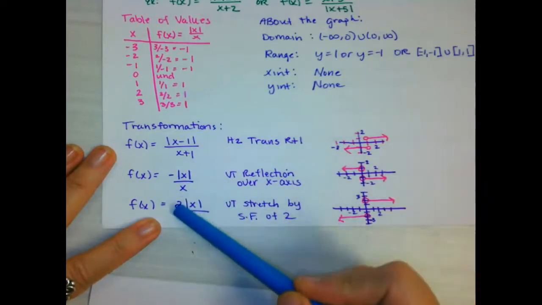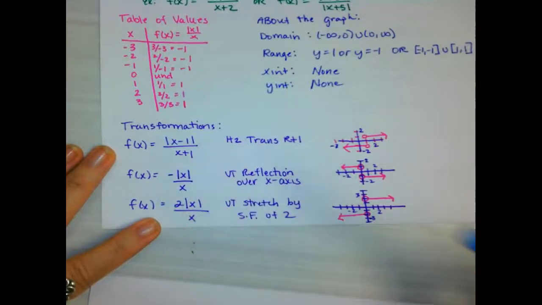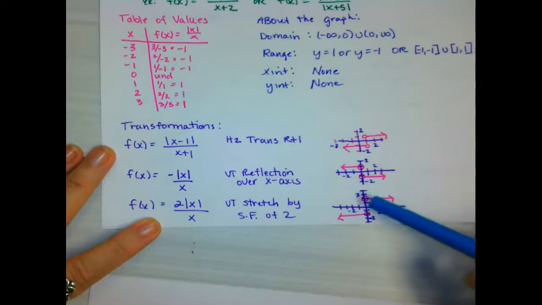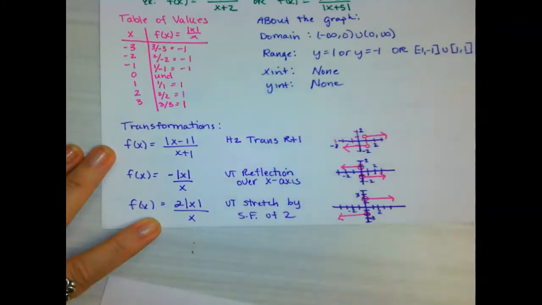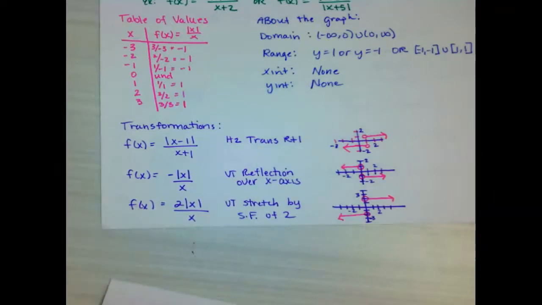And finally, transformations work the same way. If you have a 2 in front, that's just a vertical stretch by 2. So I would go up 2 before I put a dot, down 2 before I put a dot. And so that's really going to push those branches farther apart.